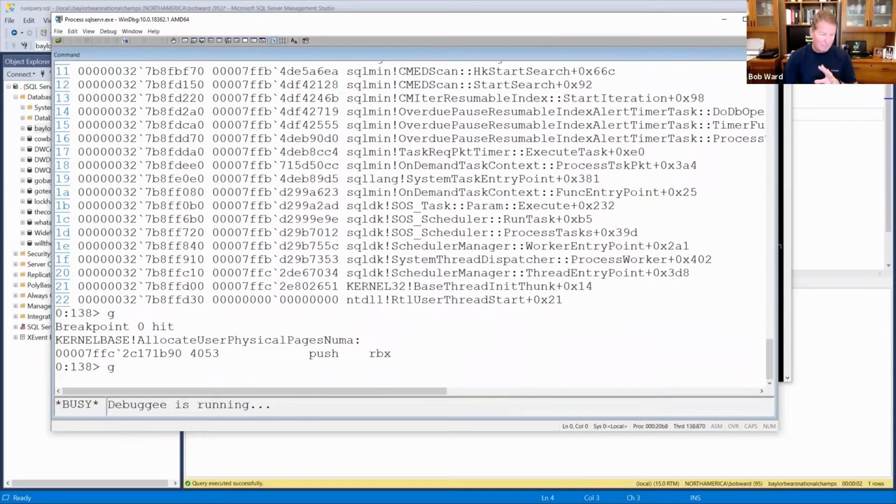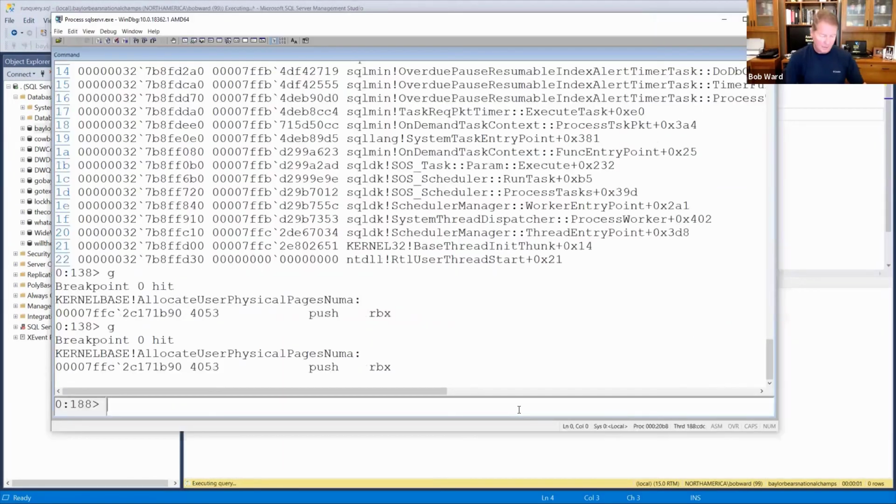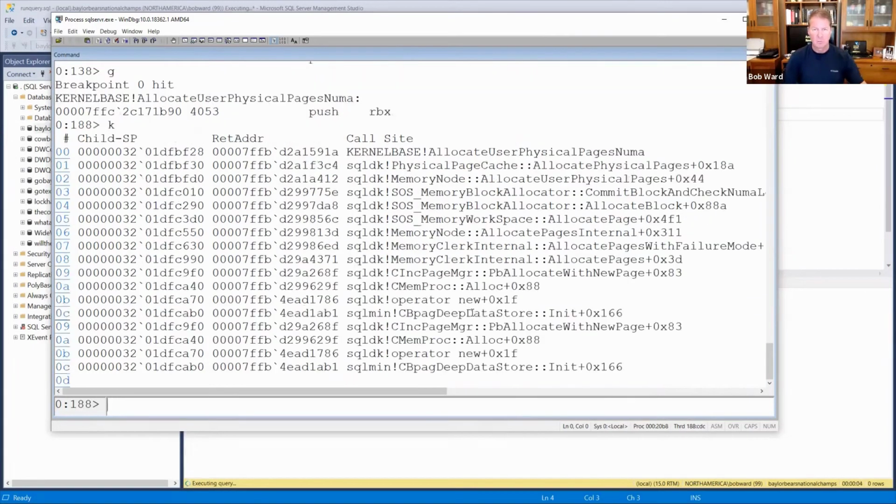Yeah, so we don't need any more. Let's go run our query and see what happens. So I'm going to run the query, go back to the debugger, and I hit a breakpoint. Let's go evaluate this compared to a clerk. What is going on here?